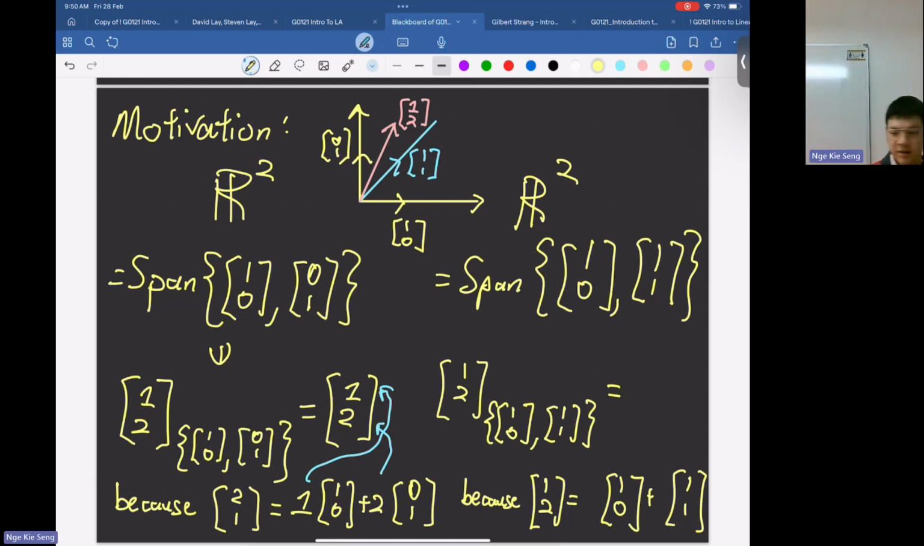What are the two coefficients I need to put here? -1 and 2, good. You can do this by inspection, because you need to see that the second entry of the first vector is 0. There's no way for you to build this 2 with it. You must build this 2 using the second vector, and then adjust the first entry using the first vector. So you get this.